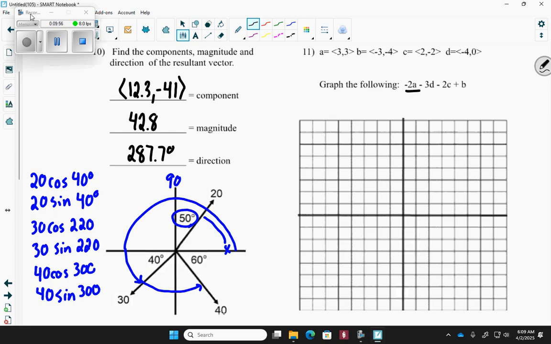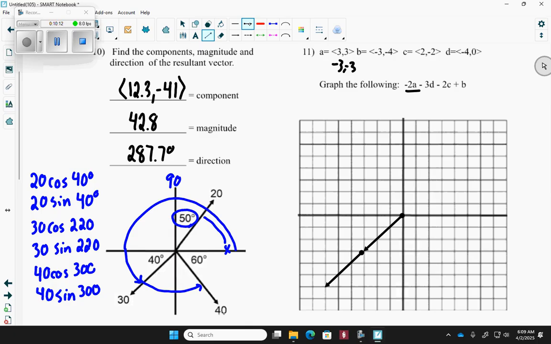Remember 2A, that means two opposite A. So if A is (3, 3), the opposite will be (negative 3, negative 3), and I need to draw two of them. All right? So negative 3, that's 1, negative 3, that's 2.